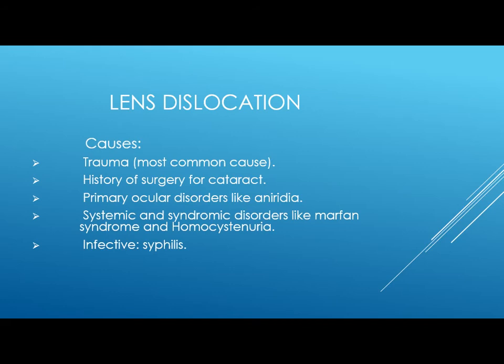We will take some pathologies of the eyes. Start with lens dislocation. There are many causes of lens dislocation. The most common cause is trauma, and it also occurs when there is a history of surgery for cataract, in primary ocular disorders like aniridia, in systemic and syndromic disorders like Marfan syndrome and homocystinuria, and in some infections like encephalitis.